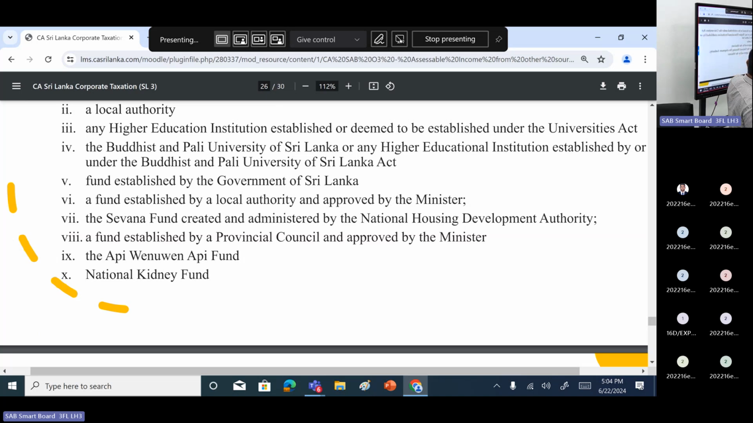A fund established by the provincial council and approved by the ministry. The first one is the local authority, the second is the provincial council, but the fund should be approved by the ministry. If somebody is making a donation to such a fund, it is a qualifying payment.